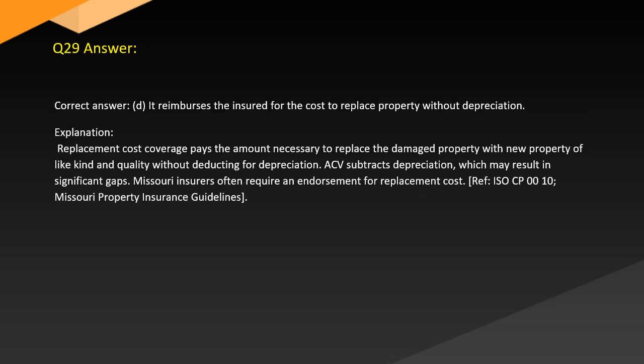Answer. Correct answer: D. It reimburses the insured for the cost to replace property without depreciation. Explanation. Replacement cost coverage pays the amount necessary to replace the damaged property with new property of like kind and quality without deducting for depreciation. ACV subtracts depreciation, which may result in significant gaps. Missouri insurers often require an endorsement for replacement cost. Ref. OCP 010 in Missouri Property Insurance Guidelines.